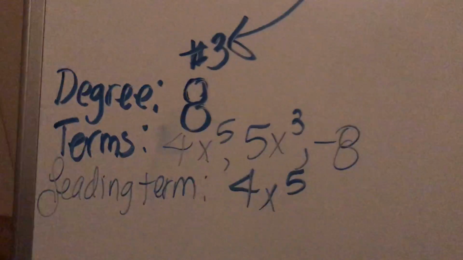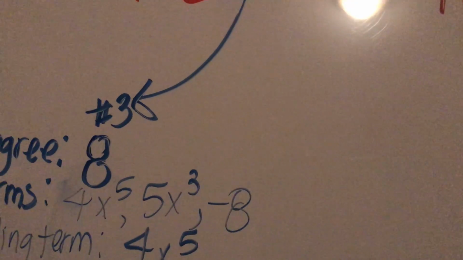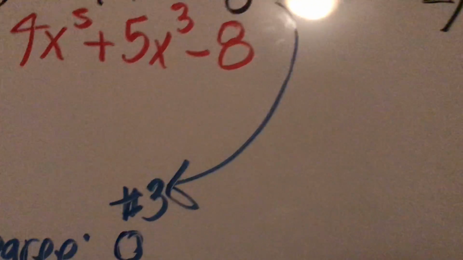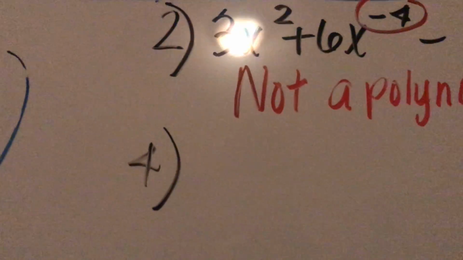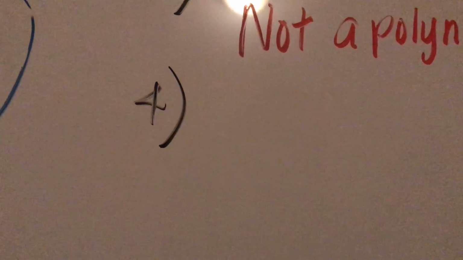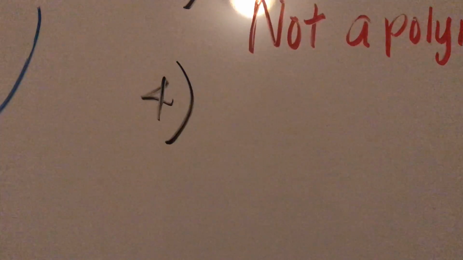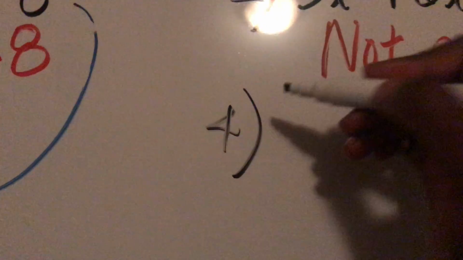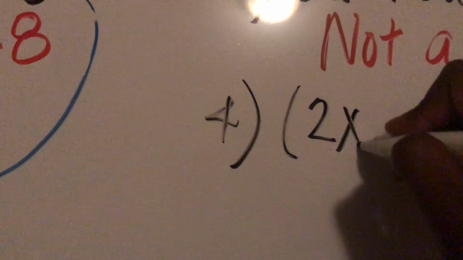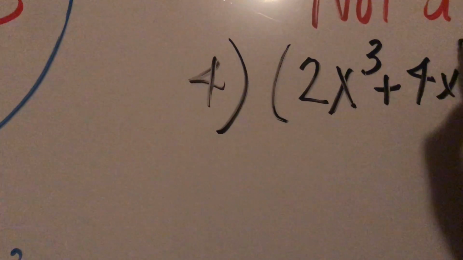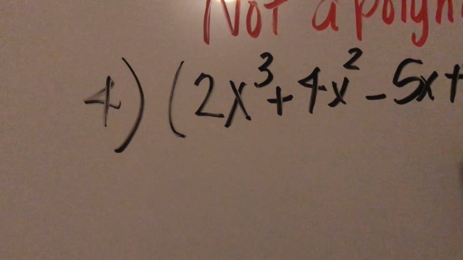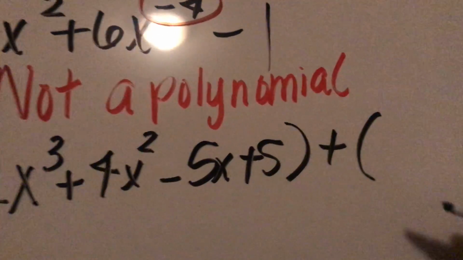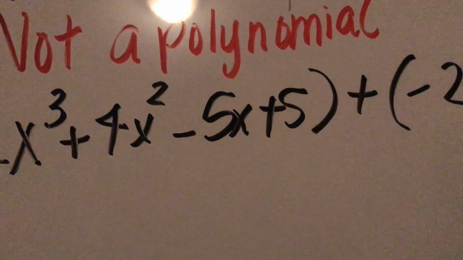Okay? So I hope that was pretty clear, because now we're going to get into more complex things, though it's not complicated. So let's go to number 4. For number 4, we have 2x cubed plus 4x squared minus 5x plus 5 plus negative 2x cubed plus 2x minus 7.